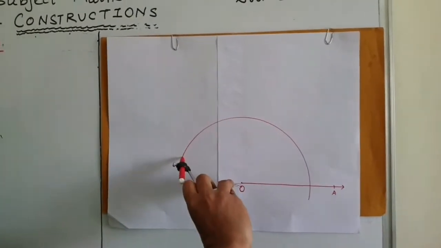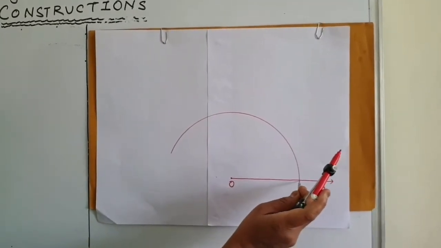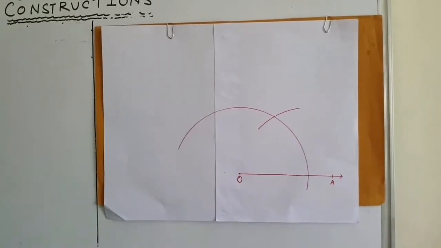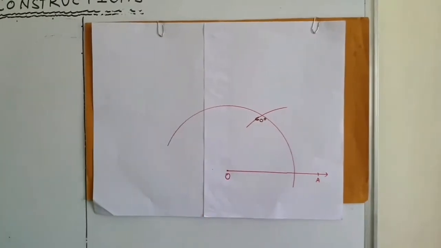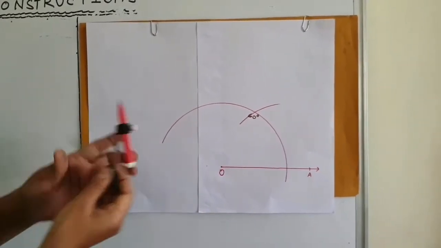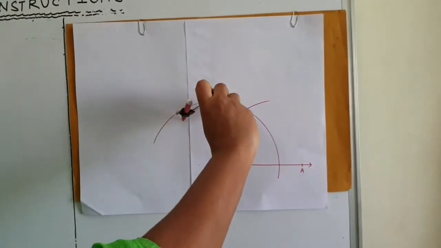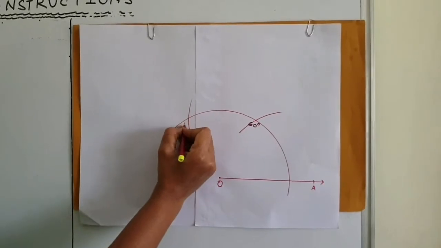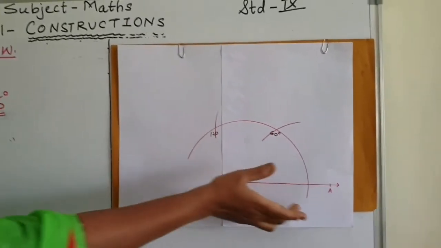Draw an arc with center O and convenient radius. With the same radius, draw an arc cutting the previous arc. So this is how we get here 60 degree. Now with the same radius from this second arc, draw another arc. So this is what we get, 120 degree. Now 60 degree is here, 60 degree.